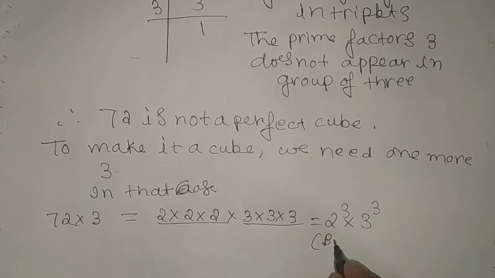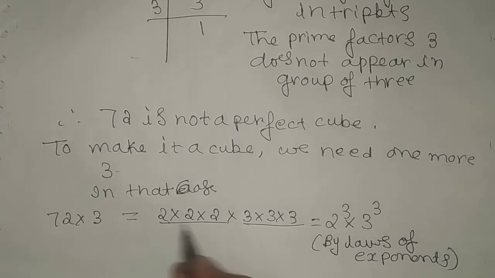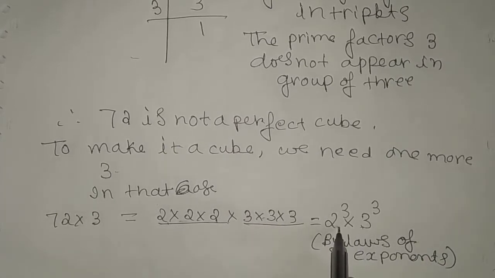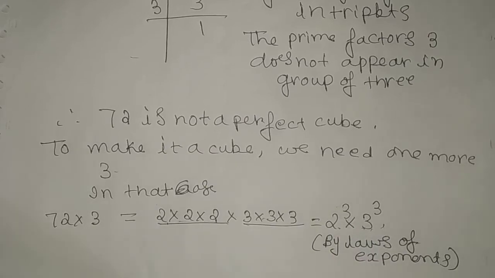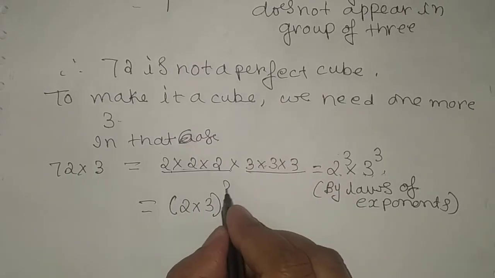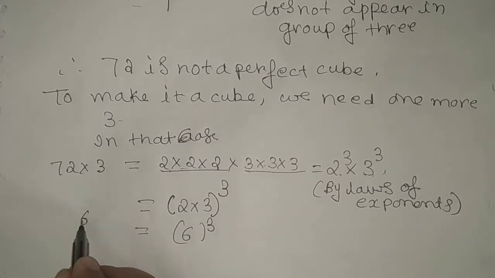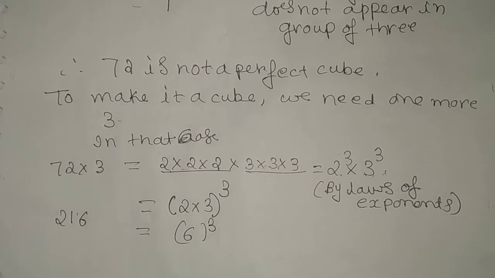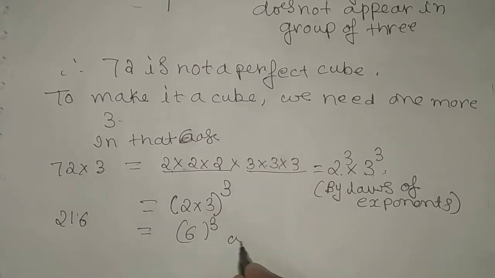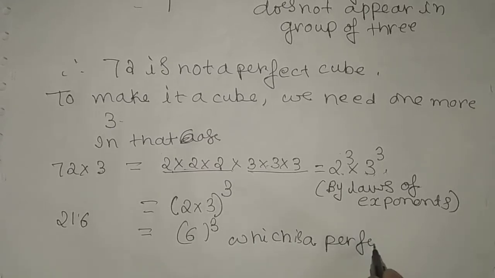By laws of exponents we can write, take this number 2 here, this is common, 3 here common, cube is common, write down. Again we can write this as, by laws of exponents, 2 into 3 cube is common, write 1 cube, which becomes 6 cube. Multiply this, how much we get? 3 sixes are 18, 3 sevens are 21, 216 we'll get. So write down which is a perfect cube.